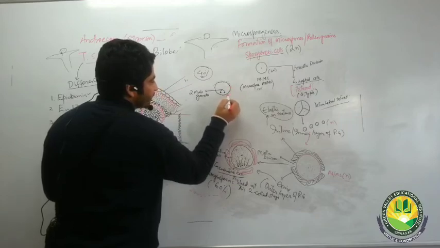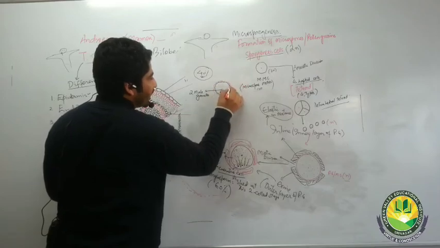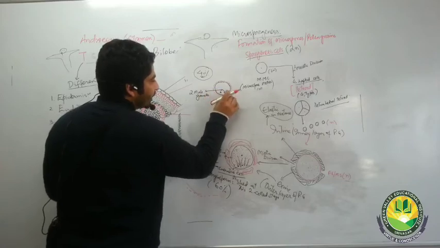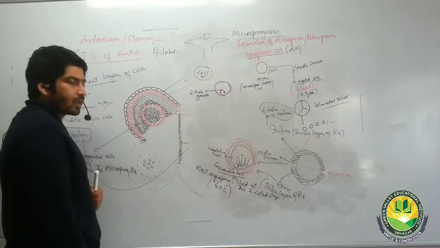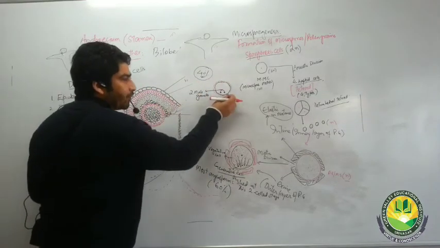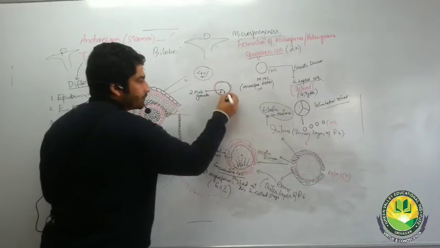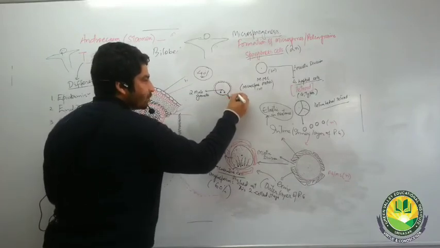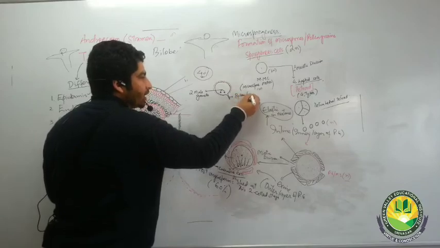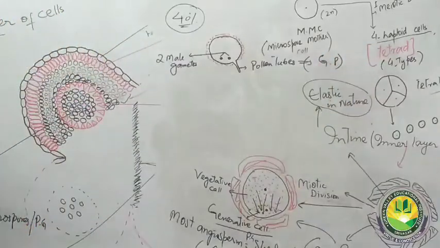If it is a monocot, there will be one germ pore. If it is a dicot, there will be three germ pores. Ultimately, what would happen from this is the formation of the pollen tube, like this. So this is the pollen tube. It arises from the germ pore.